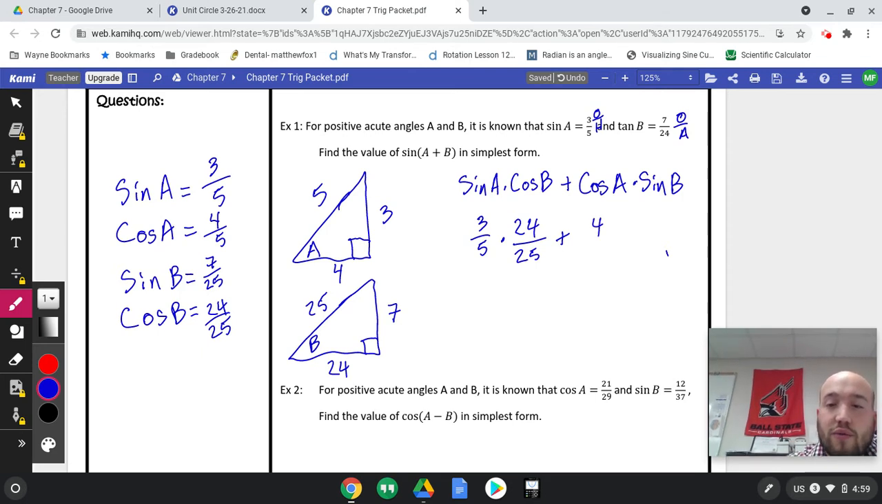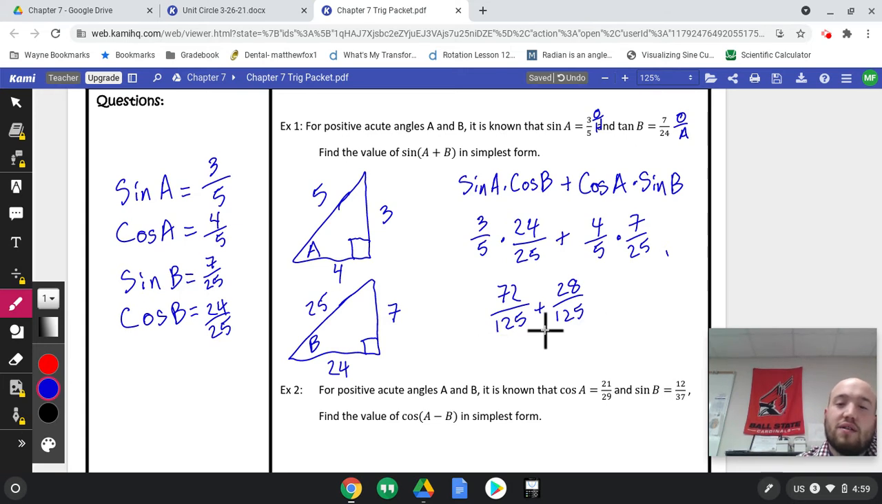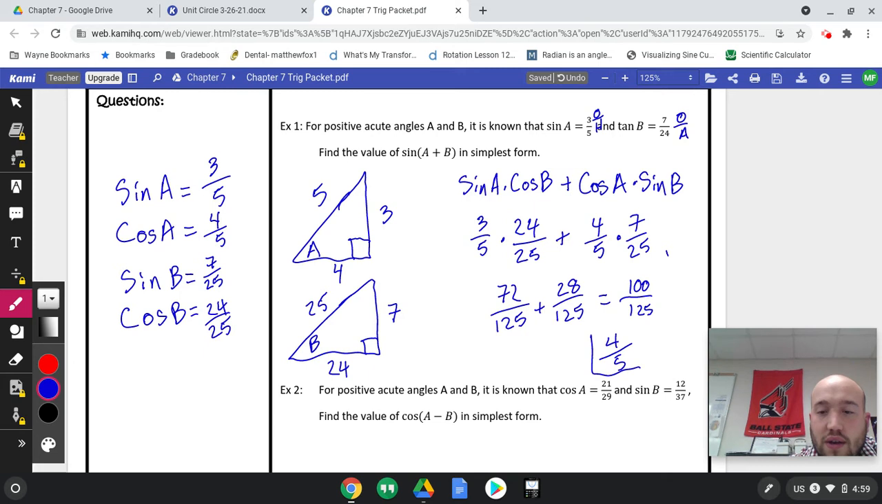But cosine of A will be 4 over 5. Sine of B, 7 over 25. Then we multiply across the top and the bottom. So we'll get 72 over 125 plus 28 over 125. Combine your like terms. Or sorry, not combine your like terms. Add. They have a common denominator, so we're good. And if we do this, 72 plus 28 leaves us with 100 over 125. Okay, we can now reduce that. 25 goes in 100 4 times, goes in 125 5 times. And we are done.